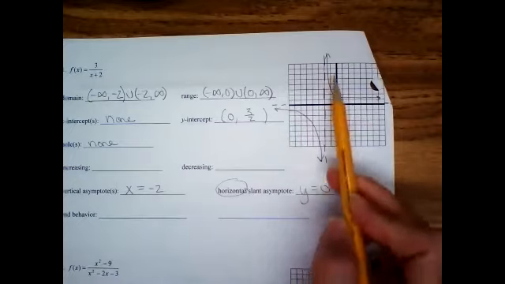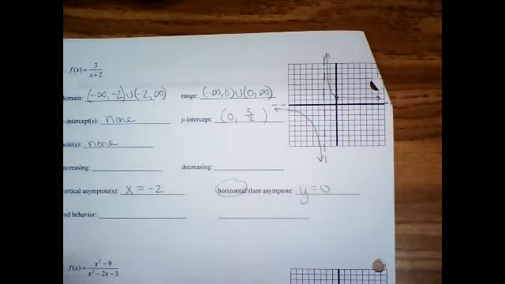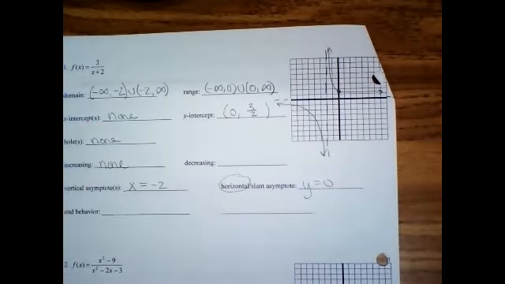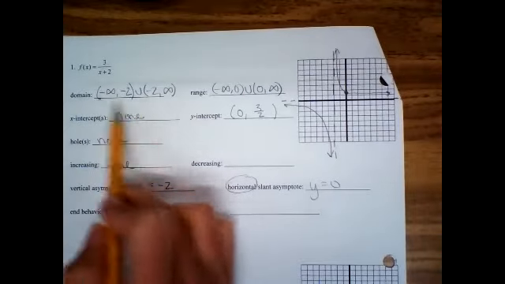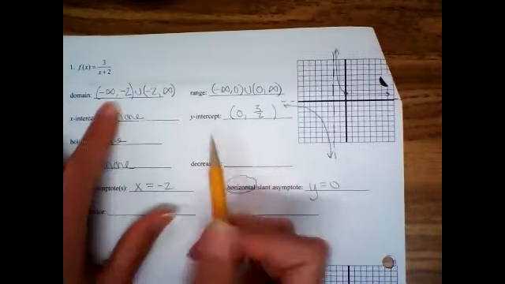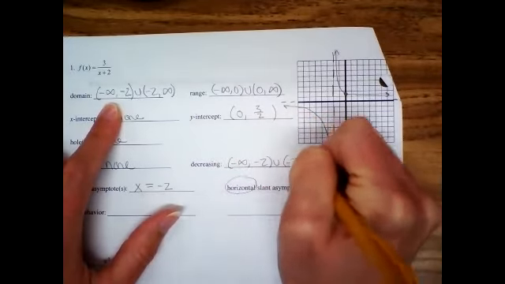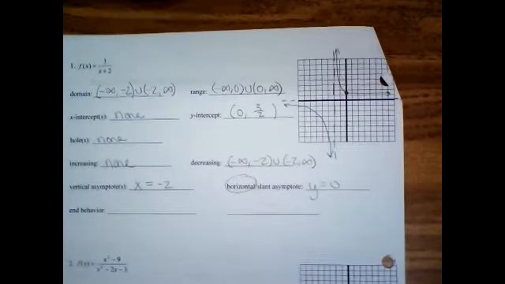Going down. Even on this side, as we read left to right, what's it doing? Going down. It's decreasing all the time. So increasing is none. It's just not doing that. And if it decreases all the time, it decreases for the entire domain. So you can just copy the domain answer over for your decreasing. It's going to decrease all the time. So you just copy over the domain. Here, and I'll put that on these notes here.